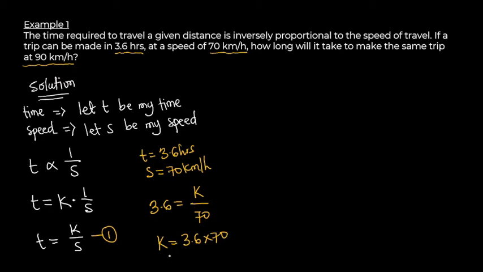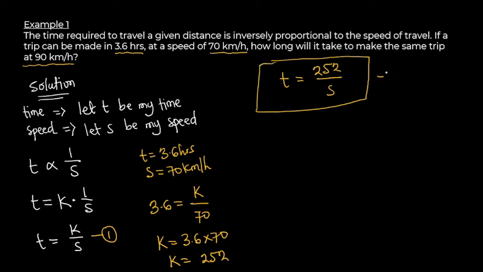So if we compute 3.6 by 70, we get 252 as our result, or the value for k. This means that the actual equation showing the relationship between the time traveled and the speed is time equals 252 on the speed. So this becomes our actual variation equation, assuming the question asks you to find the variation equation.